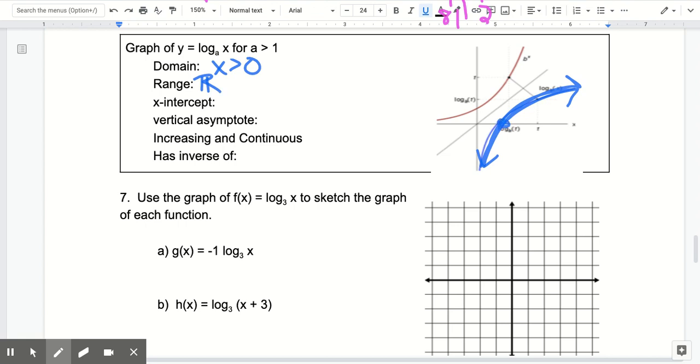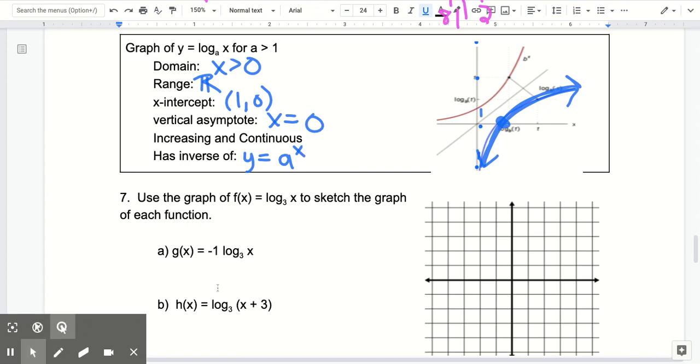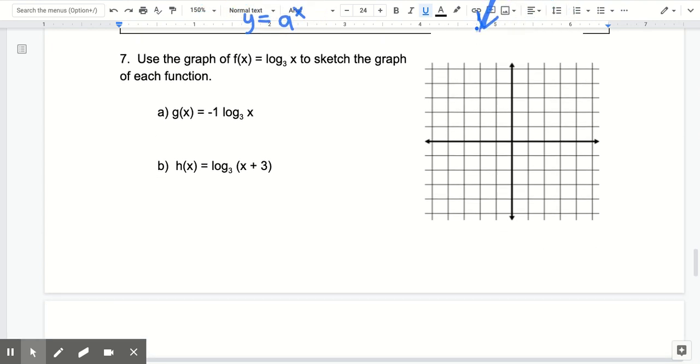The x-intercept, all of our logarithmic graphs are going to go through the same point. It is 1, 0. They all have the same vertical asymptote, x equals 0. They are increasing and continuous, and the inverse, if you write it in exponential form and do the inverse, it's y equals a to the x. Okay, so that's our new parent function, and we can do transformations on this just like we would for any other parent function. So that's what we're going to see in this next one.